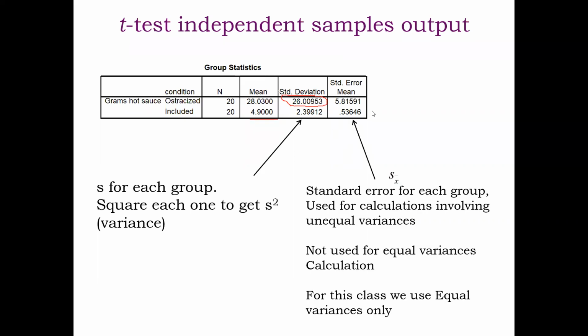Here we see the standard error of the mean on the right for each. This is the standard error for each group, okay? We're not going to worry about unequal variances, but you would use this if you're going to calculate to compensate for unequal variance.